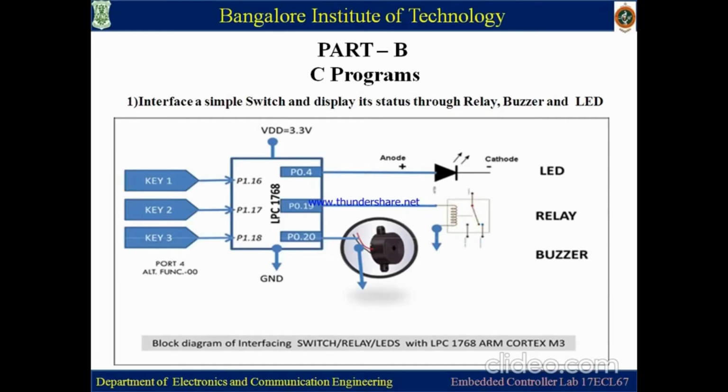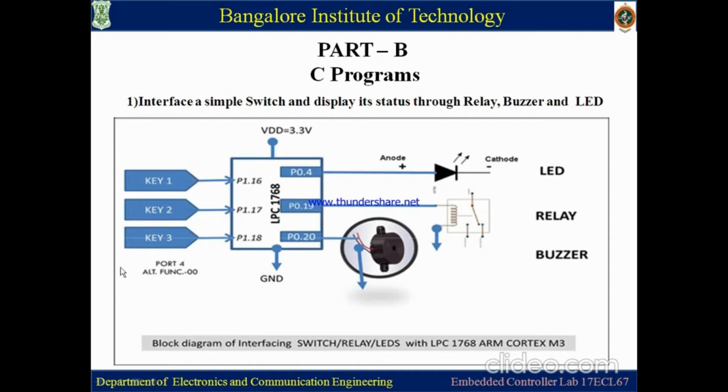We'll be starting with part B programs, they are the C programs. So the first simple program we are going to execute is to interface a simple switch and display its status through relay, buzzer and LED.